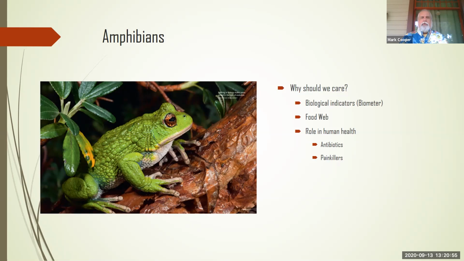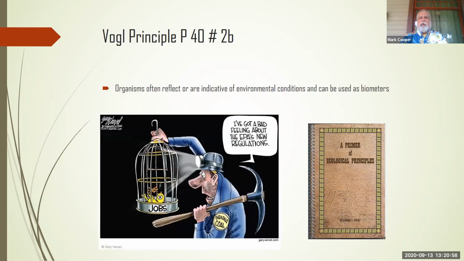So what we want to do is give you a principle, and I believe I gave you this once before, but organisms often reflect or are indicative of environmental conditions and can be used as biometers. And I told you the story of the canary in the coal mine, and so I just wanted to give you the same principle. It's not an extra principle, with a couple of different concepts. So again, the fact that they are disappearing should be a real concern to us.